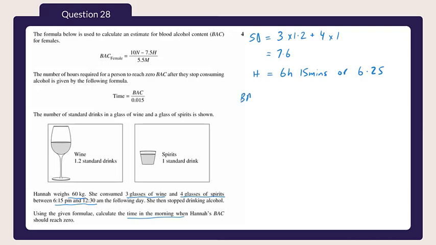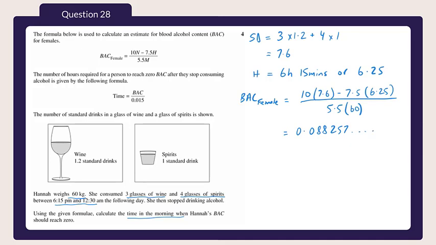So using the formula below, I'm going to substitute that information in. So 10 multiplied by the number of standard drinks minus 7.5 multiplied by the number of hours, all over 5.5 times the mass, which was 60. Now, if I type that all into my calculator, that'll give me a number that's like this, 0.088257, and it continues on.